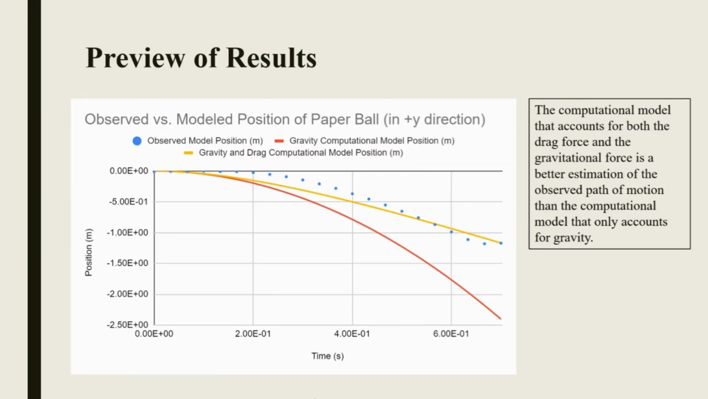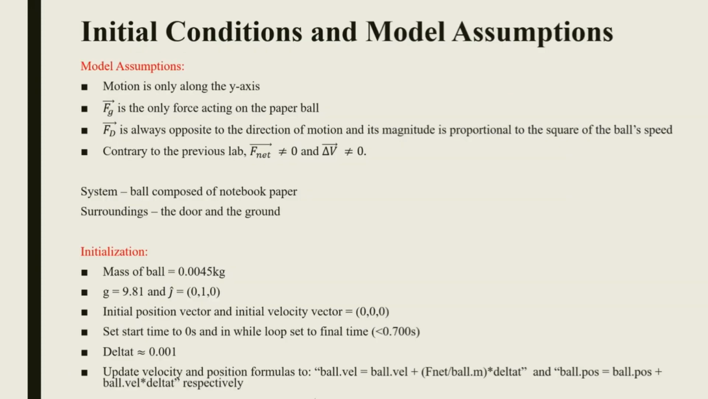So, a preview of the results: I found that the computational model that accounts for both the drag force and the gravitational force is a better estimation of the observed path of motion than the computational model that only accounts for gravity. So, initial conditions and model assumptions: some were the motion is only along the y-axis. The force of gravity is the only force acting on the paper ball.